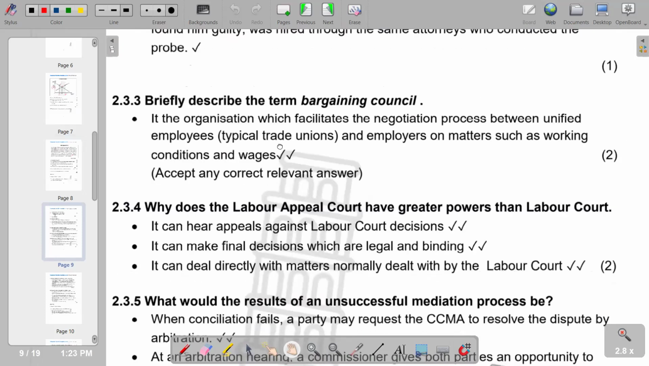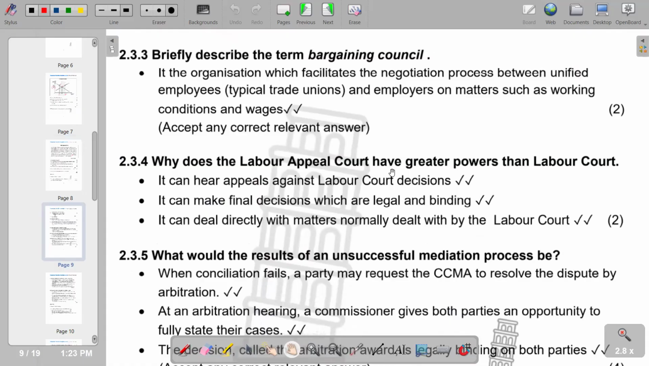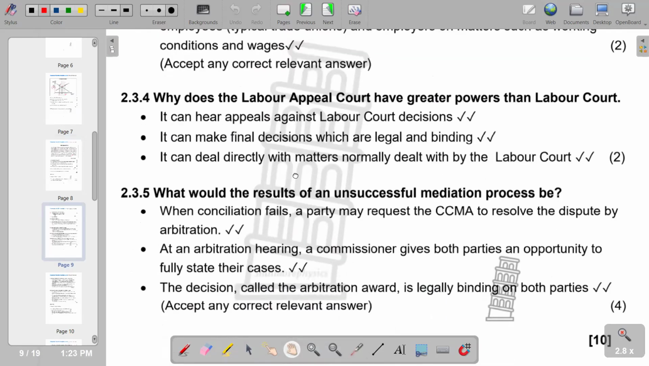And then we go to the next question. Why does the Labour Appeal Court have greater powers than a Labour Court? It's because it can hear appeals against Labour Court decisions. It can make decisions which are legal and binding. And it can deal directly with matters normally dealt with by the Labour Court. Then we'll move on to the next question.